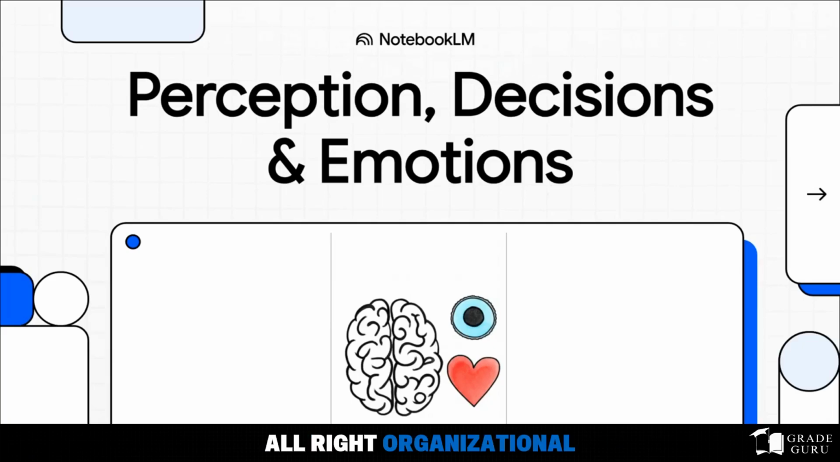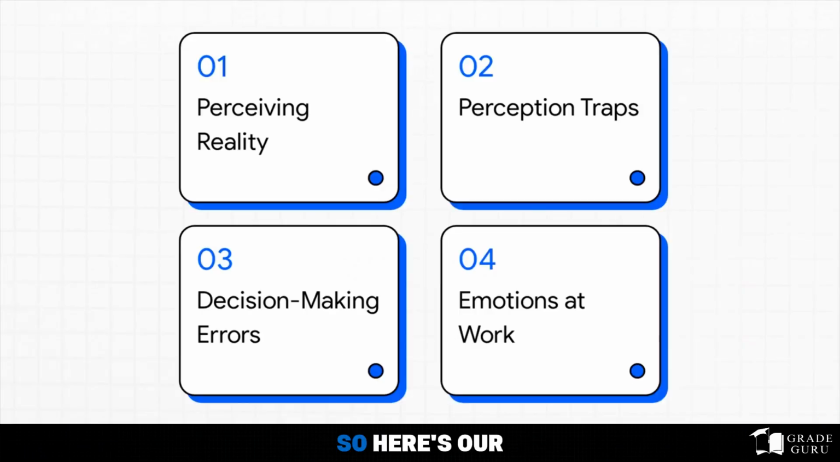All right, organizational behavior exam coming up. Let's get you ready to pass. This is your deep dive into the absolute essentials: perception, decisions, and emotions. Stick with me, and you'll have a rock-solid grip on this section. So here's our game plan, and it's all structured for maximum recall.